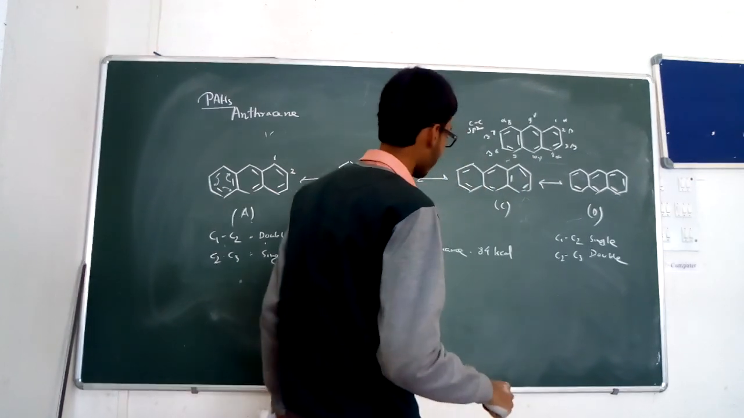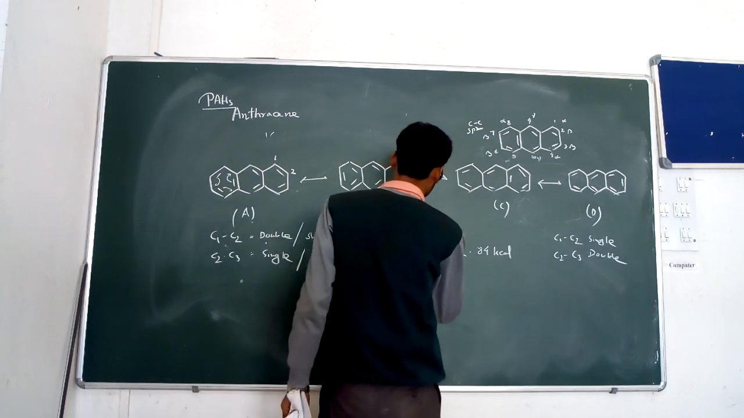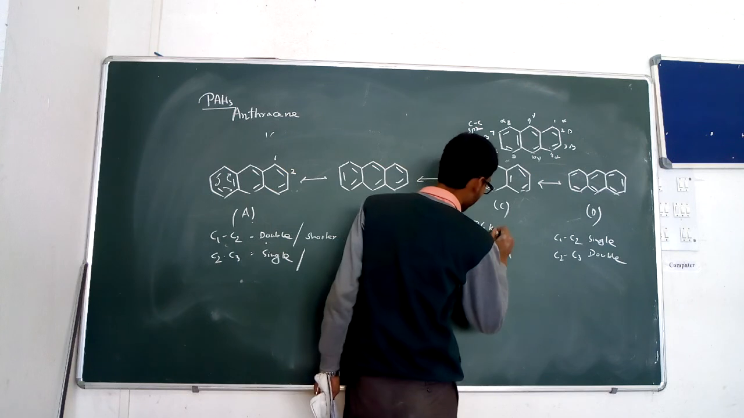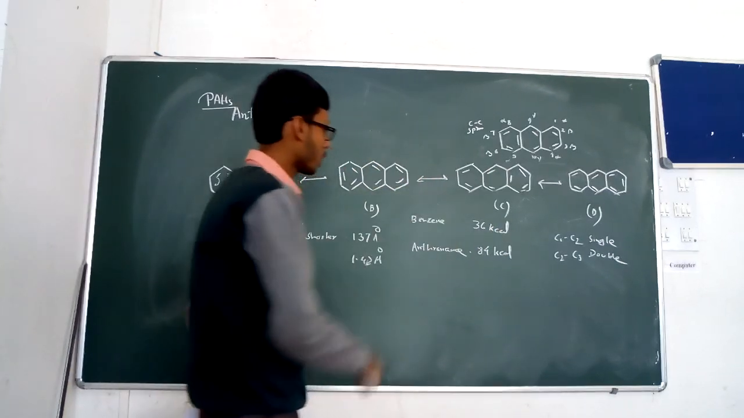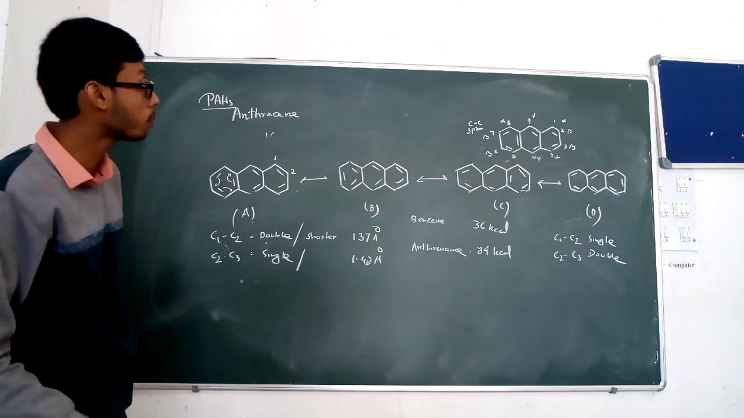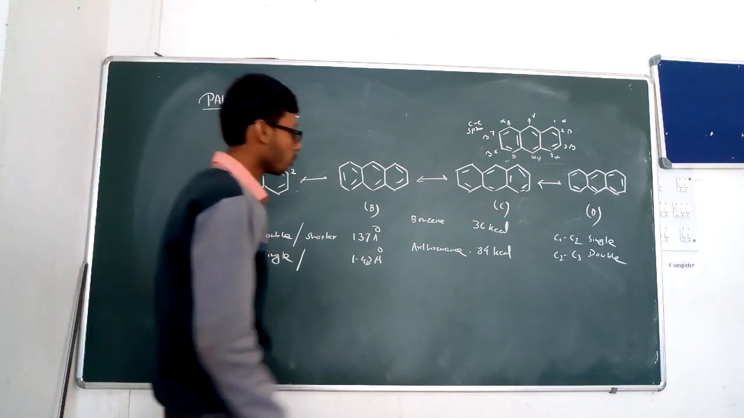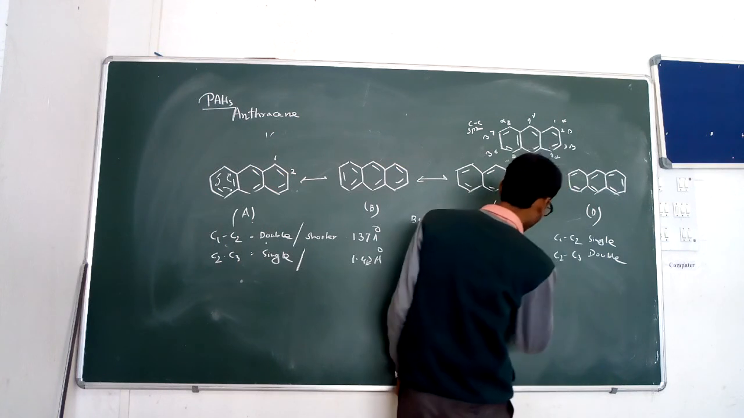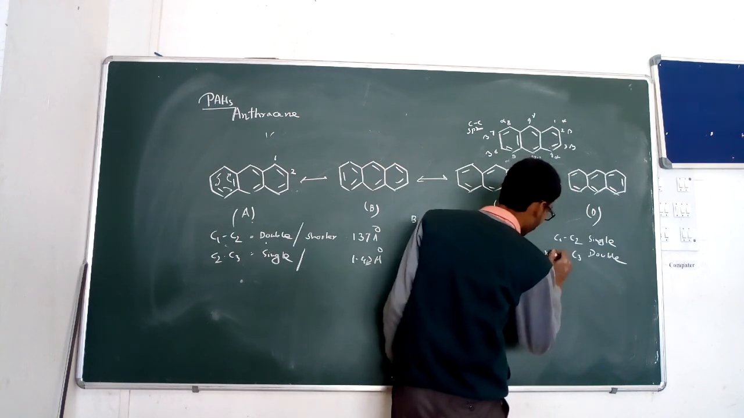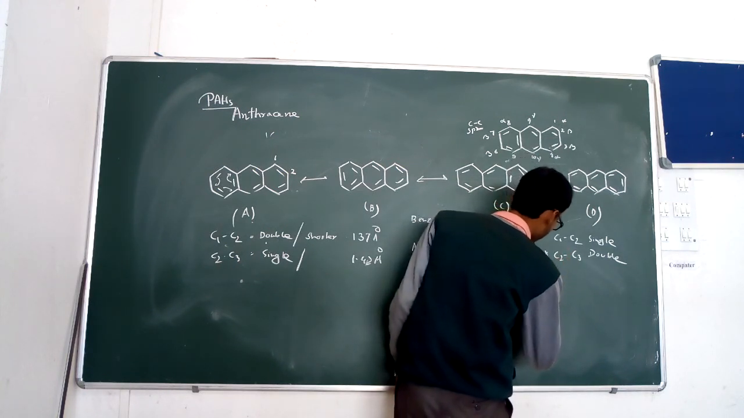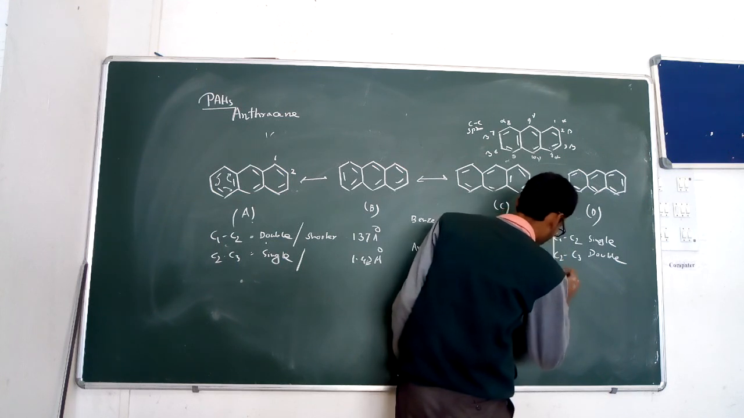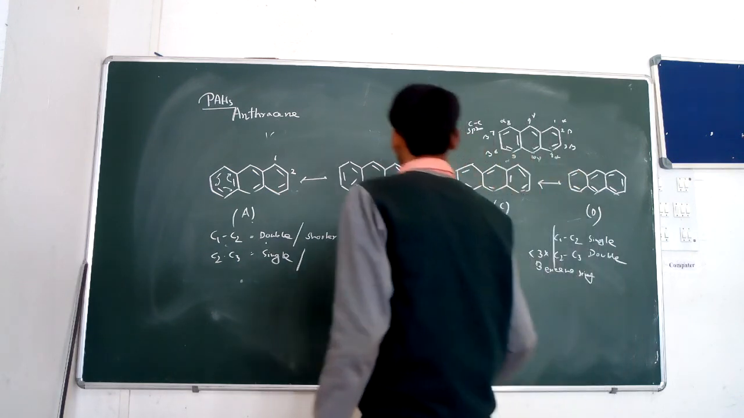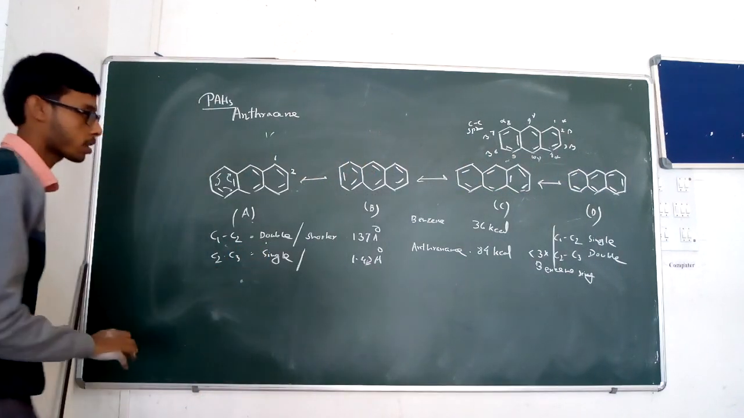while we already discussed about benzene, 36 kilocalorie. So anthracene is the fusion of three benzene rings, but it has resonance energy less than 3 into benzene. And that is the basic introduction of anthracene.